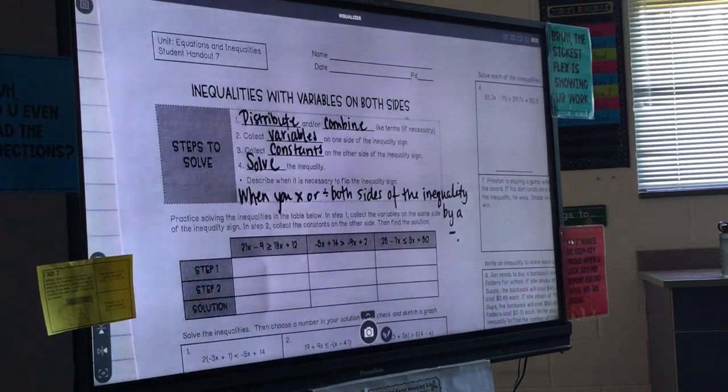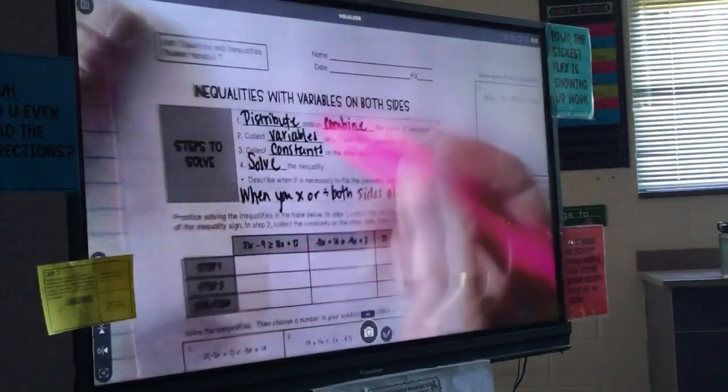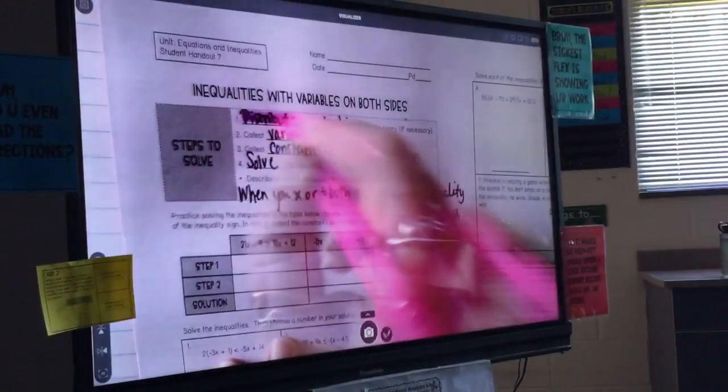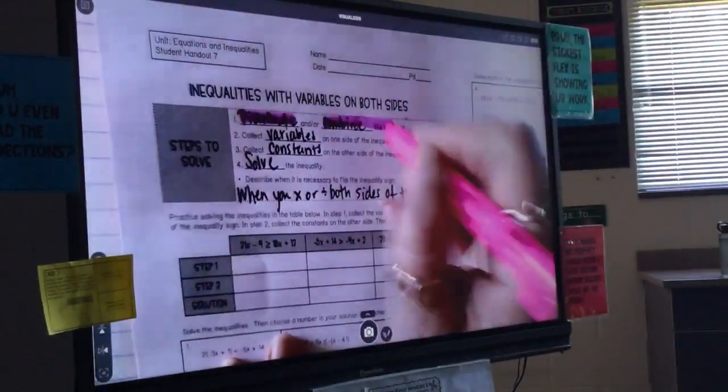All right. So we're going to go back through and highlight some important stuff. So distributing and combining like terms, those are important. You have to do that.